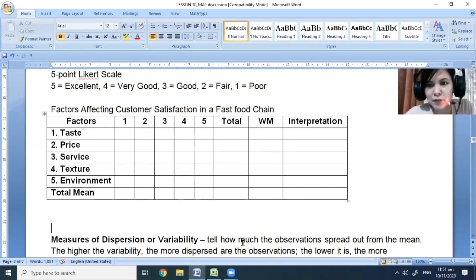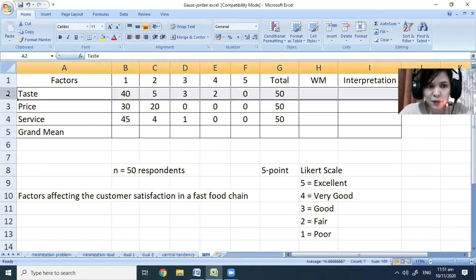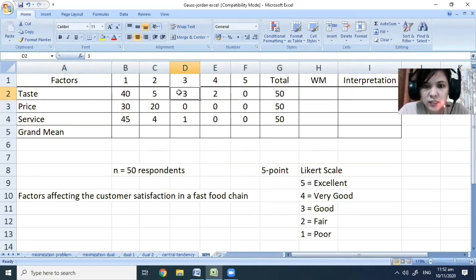So how are we going to perform this using Excel? In Excel, I just use taste, price, and service as my example. We have a total of 50 respondents. Let's say, for example, for taste, out of 50 respondents, 40 answered 1 with an interpretation of poor. So, hindi okay yung taste ng mga pagkain sa fast food. Then 5 answered 2, fair. Then 3 answered good. 2 answered very good. And no one answered excellent, with a total of 50 respondents.